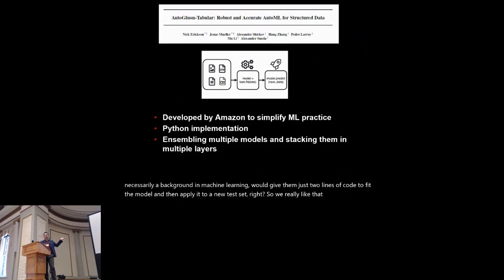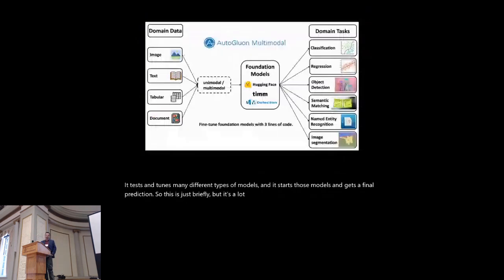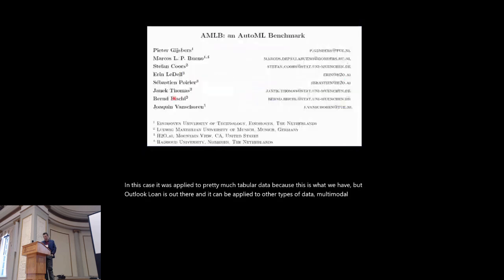It's implemented in Python, and the way it works is it tests and tunes many different types of models, then it stacks those models and gets a final prediction. This is just a brief description, but a lot of thought was put into this. In this case, it was applied to tabular data because this is what we have, but AutoGluon is out there and it can be applied to other types of data, multimodal data, and so on.